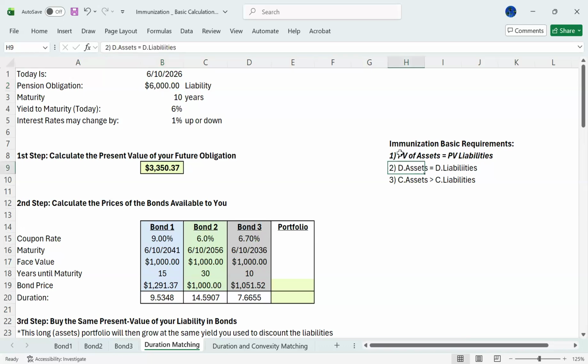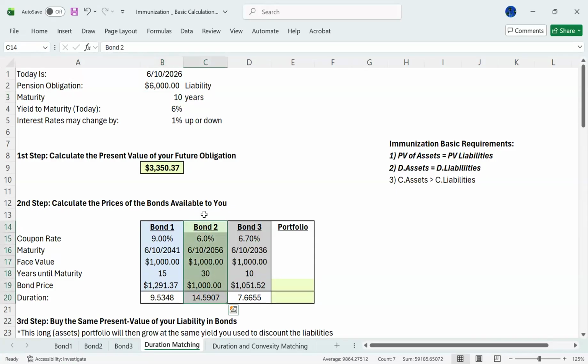So the second condition for immunization is, well, we want the duration of assets and liabilities to be the same. Bond one is quite close. So out of all bond one, two, and three, the bond that takes me closer to being immunized against interest rate changes, and it allows me to be closer to my liability 10 years later, is bond one, because it's almost meeting the second condition, that the duration of assets and liabilities are almost matched. But it's not a perfect match because this is 9.53 and my liability has a duration of 10. So it's still not perfect.